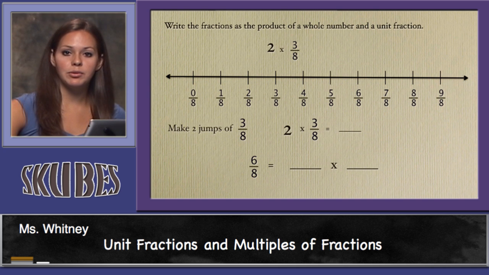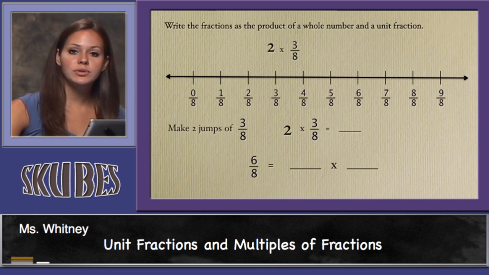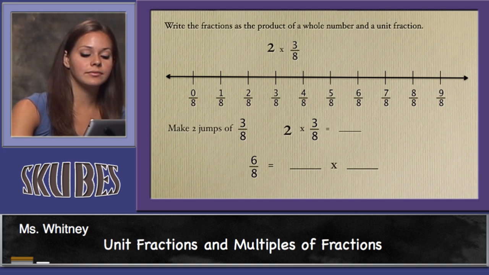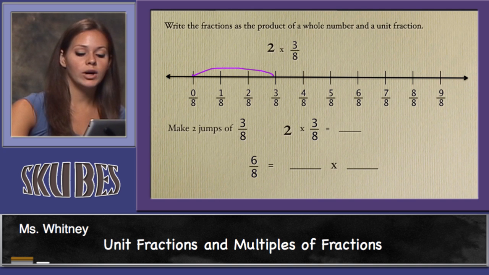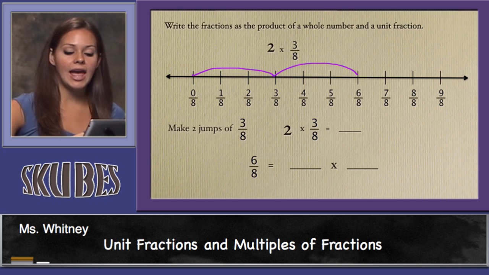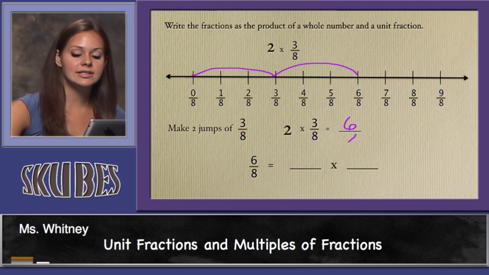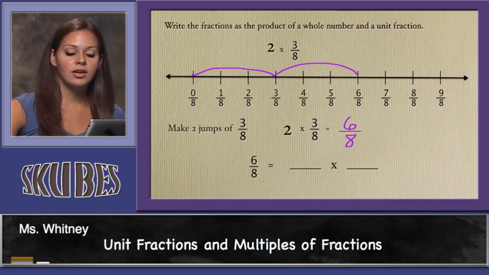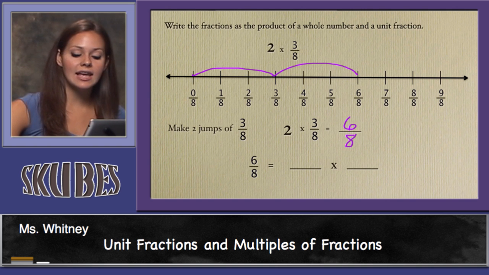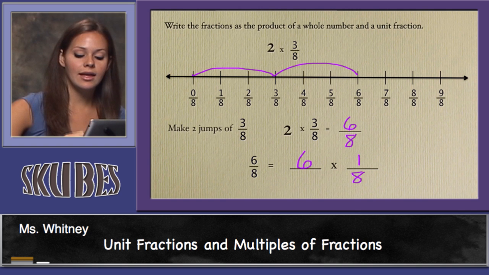Let's look at another example on the number line. 2 times 3/8. We're going to make 2 jumps of 3/8. 1 jump of 3/8, 2 jumps of 3/8. So 2 times 3/8 equals 6/8. We can also say 6/8 equals 6 times 1/8.